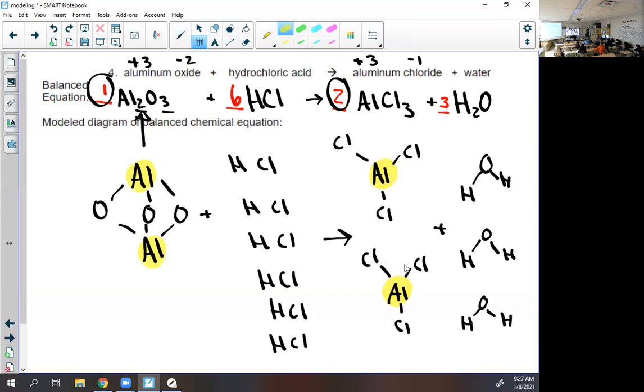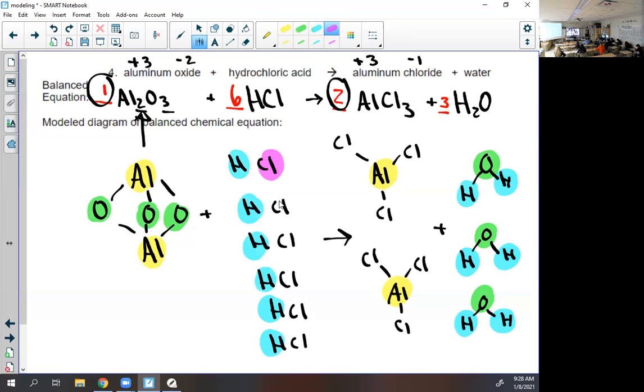Well, look at that. I just put 2 yellow things on both sides of the arrow. That means they are balanced. I have 3 green things on both sides. That means they are balanced. Six blue things on both sides. That would mean they are balanced. Good answer. And then I finally have my chlorines.